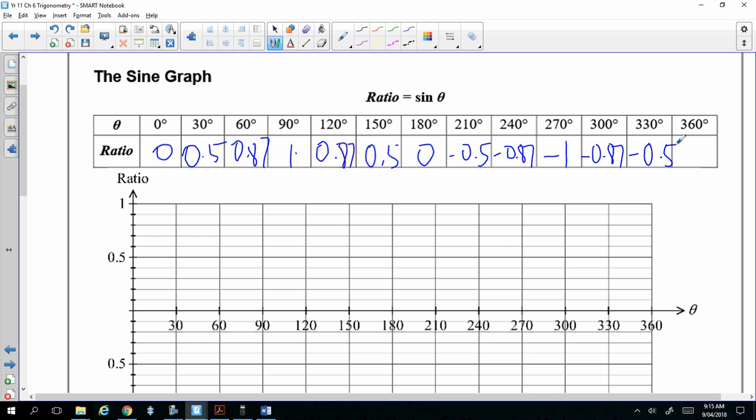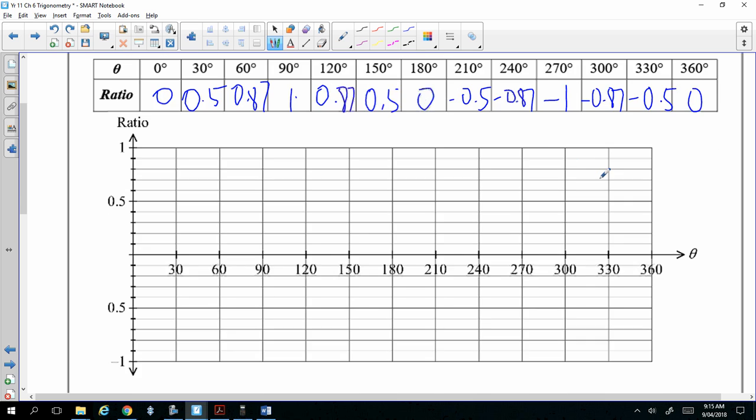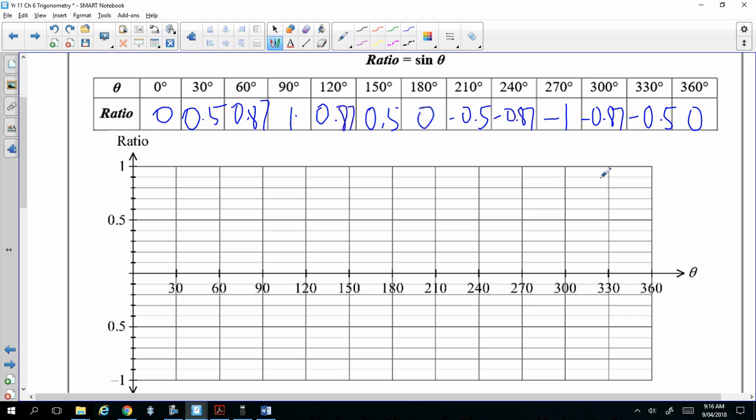You see all the values repeat due to the symmetry of the unit circle. So you plot the points. Remember, we're going to plot the ratio against the angle. Start from 0. The next one is 0.5. The next one is 0.87, which will be slightly below 0.9. And the next one is 1, and then over here, over here, and so on.